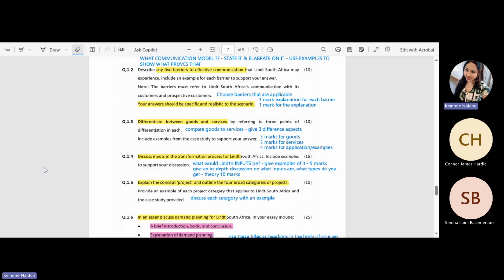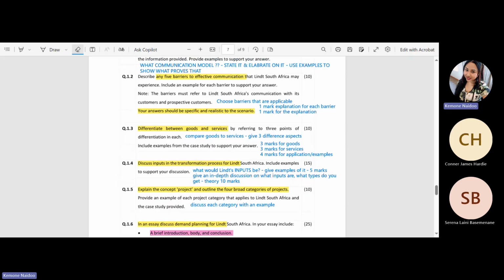Okay, so 1.2, we are being asked to describe any 5 barriers to effective communication. So these are our keywords. Okay, describe any 5 barriers to effective communication, and we know that it's to do with Lindt. Okay, and then the second part of this is to include an example for each barrier. Okay, that's also a keyword. So we're providing examples for each barrier and not just one of them, or not just a general one.